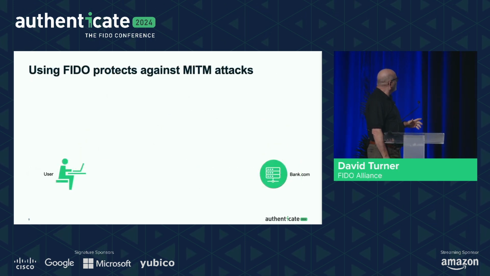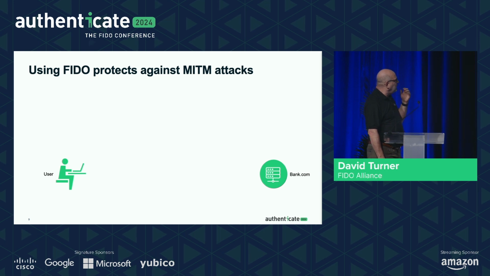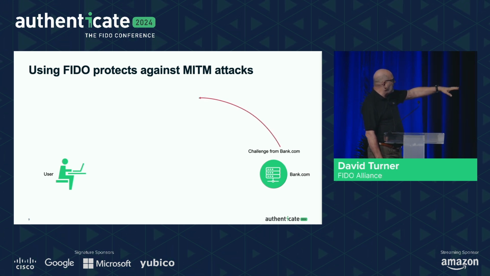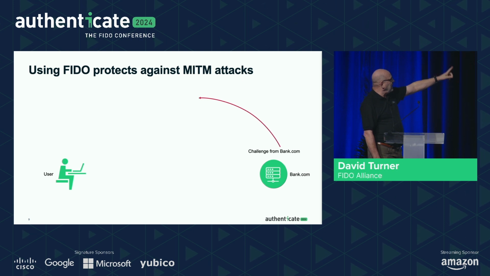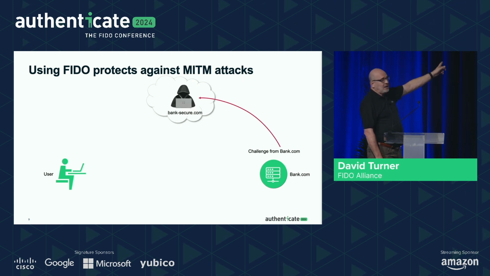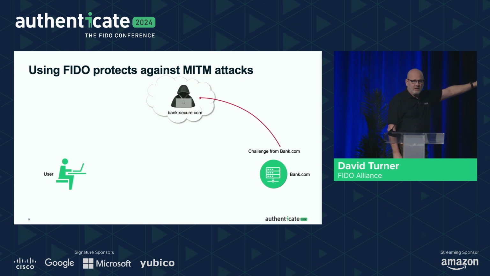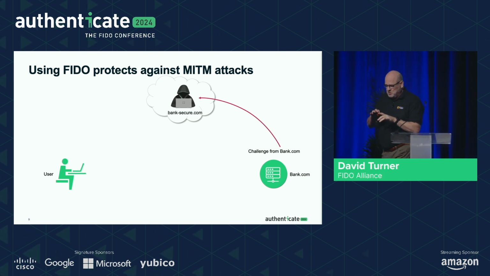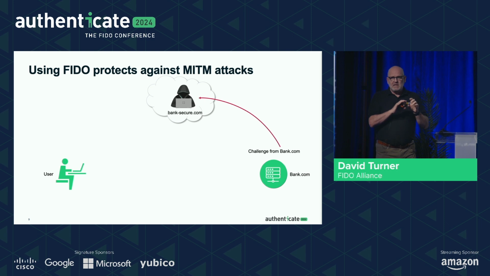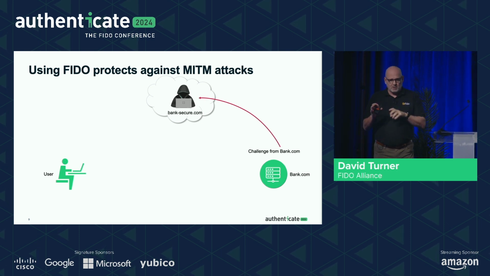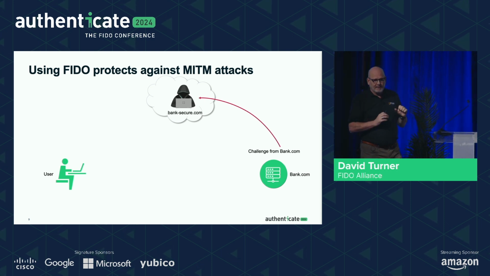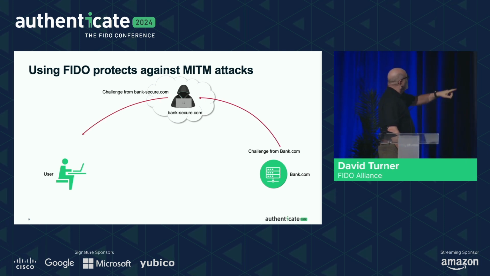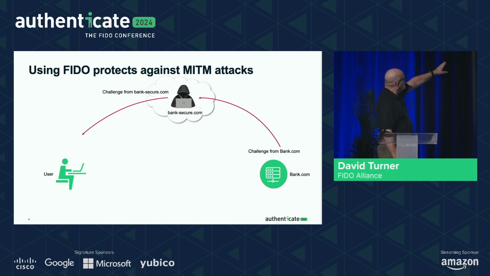So this is the flow that you get when you are using FIDO. So again, the user is trying to talk to the bank. The bank sends a challenge. In this case, you've got your attacker here in the middle, and they've called themselves bank-secure. So, maybe you deal with KeyBank, and now it says key-secure.com. So people think, great, yeah, that's a more secure version of the KeyBank site. Excellent. So what happens then is the challenge gets passed on.